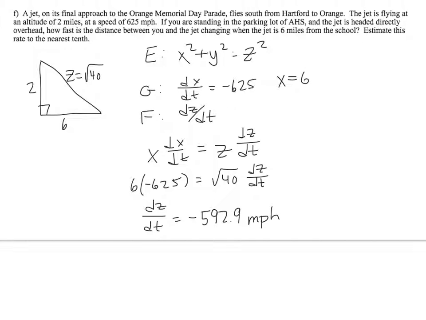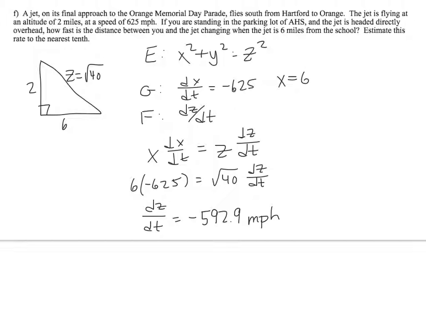Alright, so here we go. We once again have the right triangle relationship that x squared plus y squared equals z squared. We're given that at this given time x equals 6. The plane is flying at a constant height of 2, which allows me to find its diagonal distance as the square root of 40. So knowing that dx dt is equal to negative 625, and again you want to make that negative because it's approaching you, so the distance for x is getting smaller at this time. What is dz dt? If you envision that as x is shrinking, dz dt is also going to shrink. So dz dt should come back as negative.